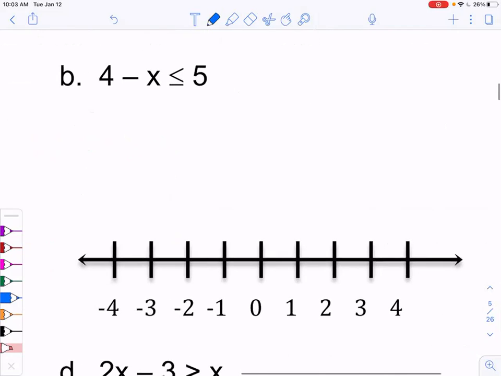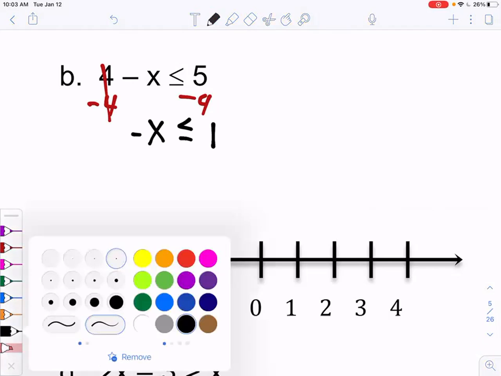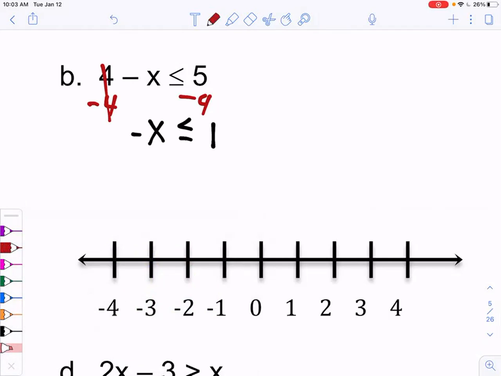Peyton, can you walk me through B? Subtract 4 from the side. Yeah. X is greater than or equal to -1. Okay, that's a less than or equal to, and that should just be a 1 there. And then now, oh, so you're giving me the final answer. You got it. So now you're going to divide by -1.